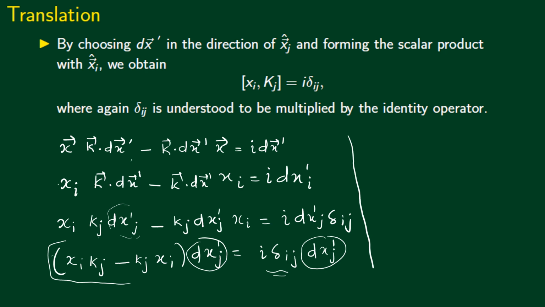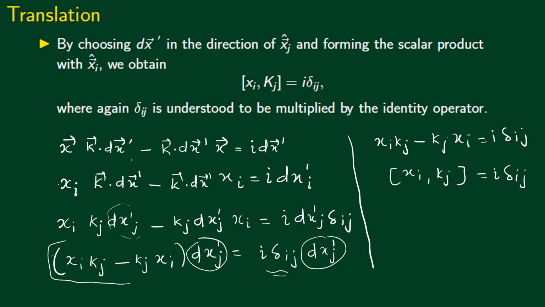Okay, so this means that we must have x_i k_j minus k_j x_i is equal to i delta_ij. In other words, this is nothing but the commutator of x_i and k_j. The commutator of x_i with k_j is equal to i delta_ij.